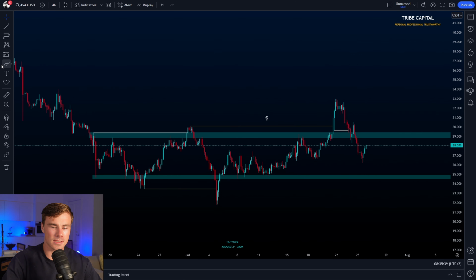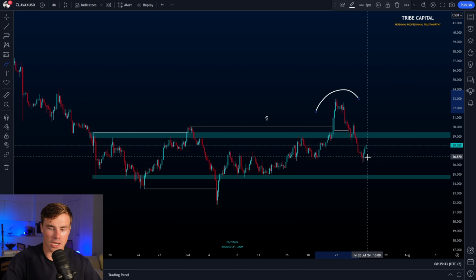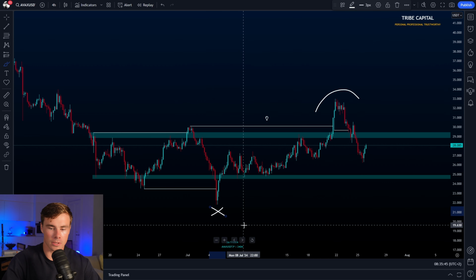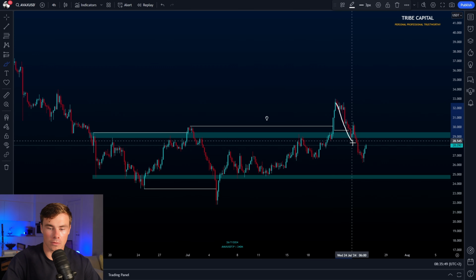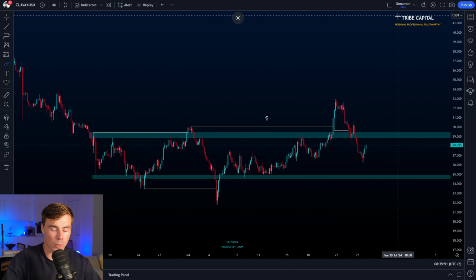So that means that either I should be looking at a potential deviation above the range high to target the range low liquidity pool, or I can potentially play a breakout over here and use one of my two entry models to play a potential breakout on AVEX. Now I decided to go with the second option in this case.